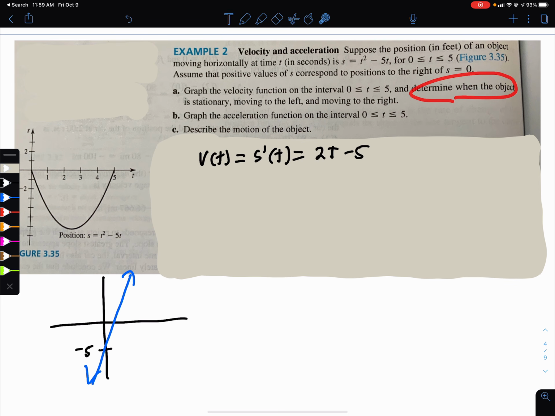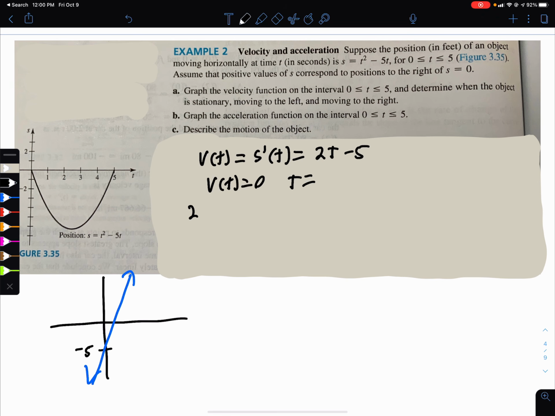Determine when the object is stationary. Moving left, moving right. Okay, process this. When is something stationary? When its velocity is 0. When v of t equals 0, t equals... When is the velocity 0? Right there. All right, I need to figure this out on the graph. On the graph, I guess I just do this.